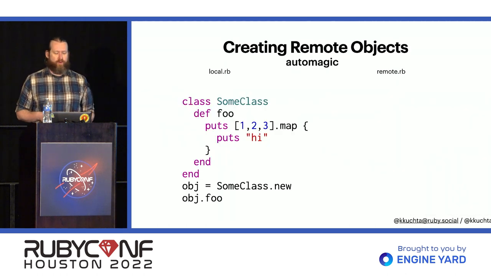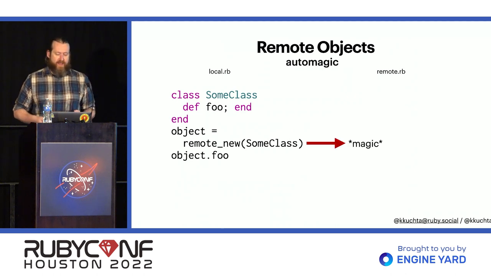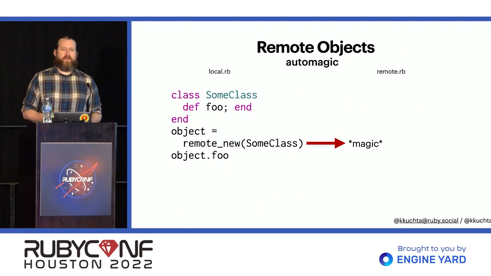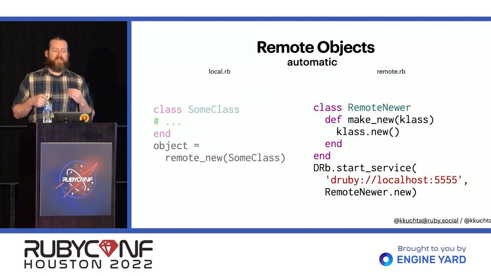Let's take a look back at our goal. We just want to write arbitrary Ruby code and have every object magically become a remote object. What we want is some sort of function that will, given a class like this, create a remote instance of it via magic. And then what we should get is a nice proxy object. And we don't want to have to pre-configure everything on the remote side. And well, if we can set up any object to be remote through Ruby, why don't we just make a remote class that creates new objects?